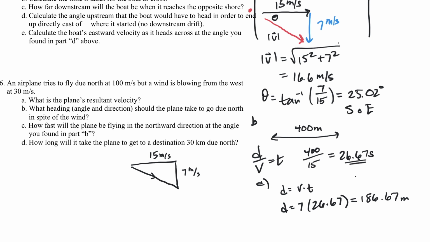Okay? Because if this is where I started from, that's zero distance. When I get here to this position, when I hit the other side of the bank, I'm curious how far that is, right? It took me 26.7 seconds to do that. I traveled 7 meters per second this way. Since that distance is parallel to that side, and that velocity is in that direction, you have to keep those two things matched up.